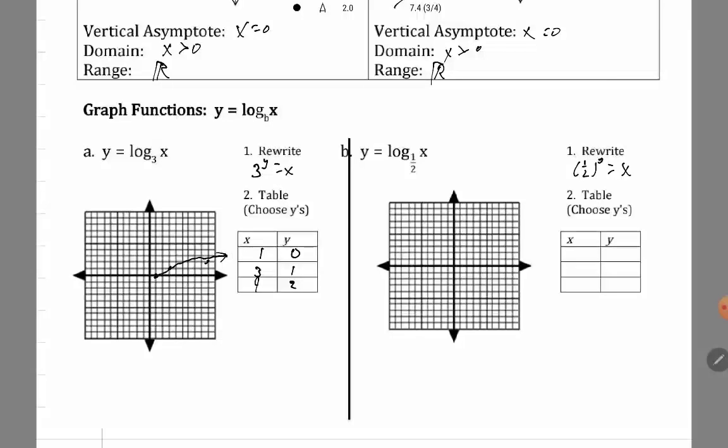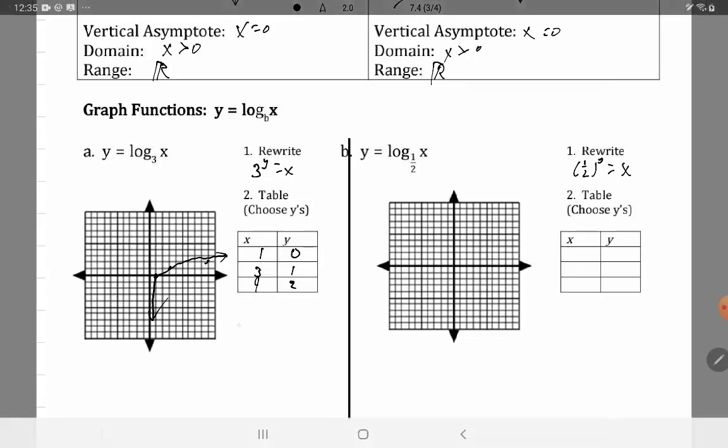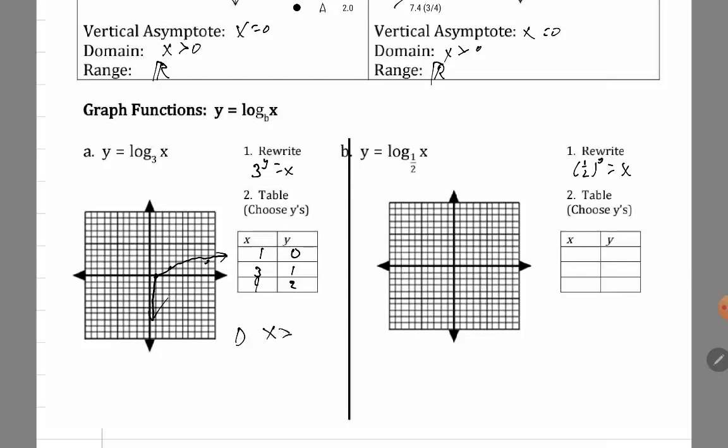So we got this going on. If we use negative values, it's going to look like this. Make sure to make it more curvy than mine. It's approaching x equals 0, but never touches. Once again, domain, x is greater than 0. Range, all real numbers.